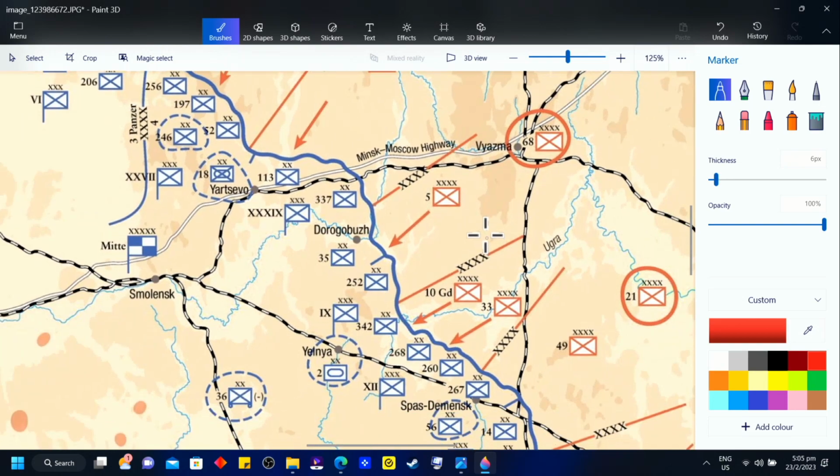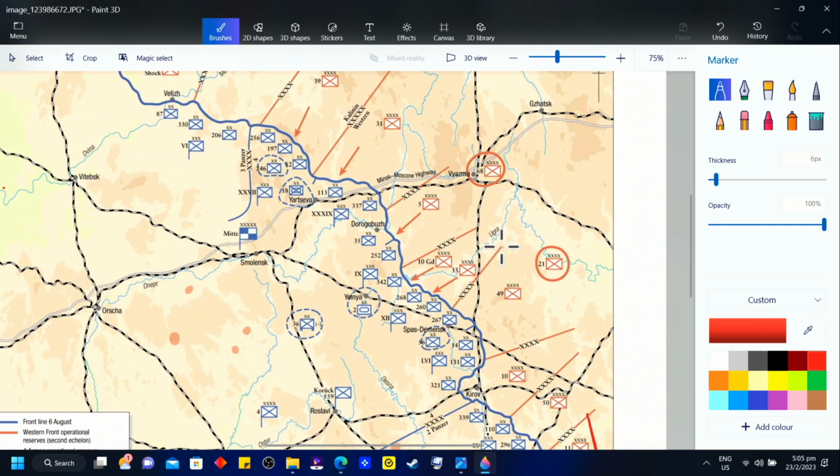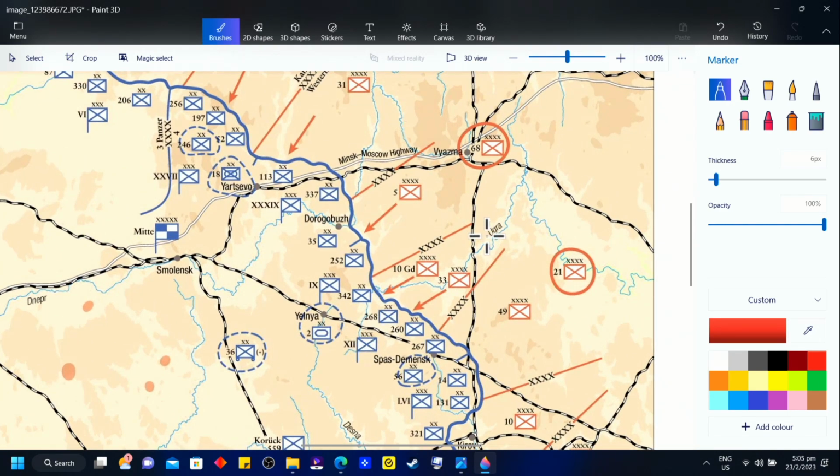I don't think it's this one. It wasn't shown on the map. Yeah, so basically they will use their tanks for.